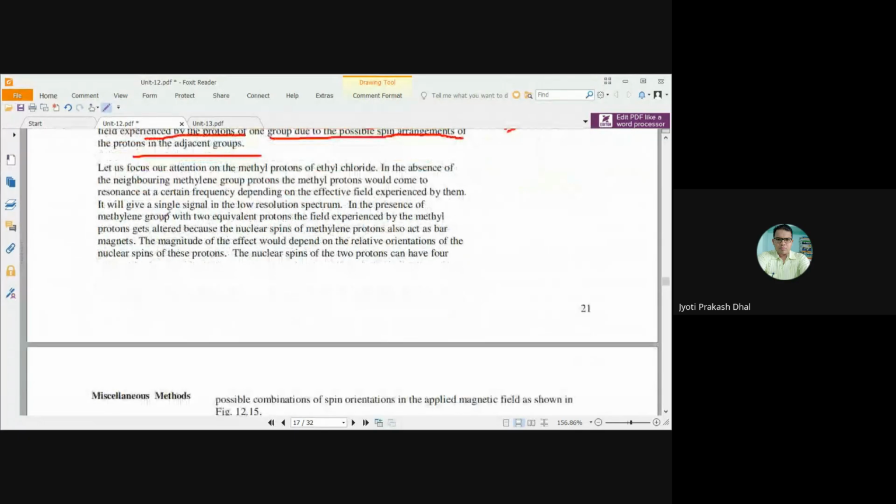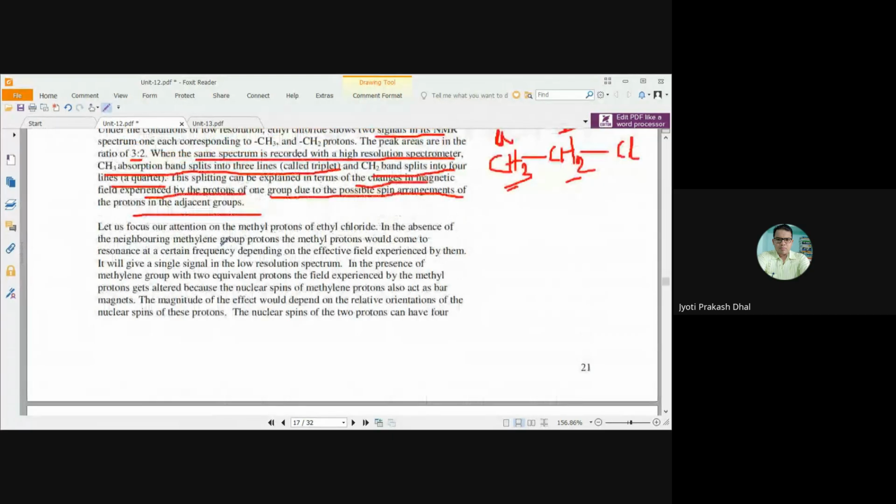Now let us focus our attention only on the methyl protons of the ethyl group, that means the CH3 protons of ethyl chloride. In the absence of the neighboring methylenic group, the methyl protons would come to resonance at a certain frequency depending upon the effective field strength experienced by them. So all three protons will absorb at a certain frequency. It will give a singlet or single signal at low resolution spectrum.